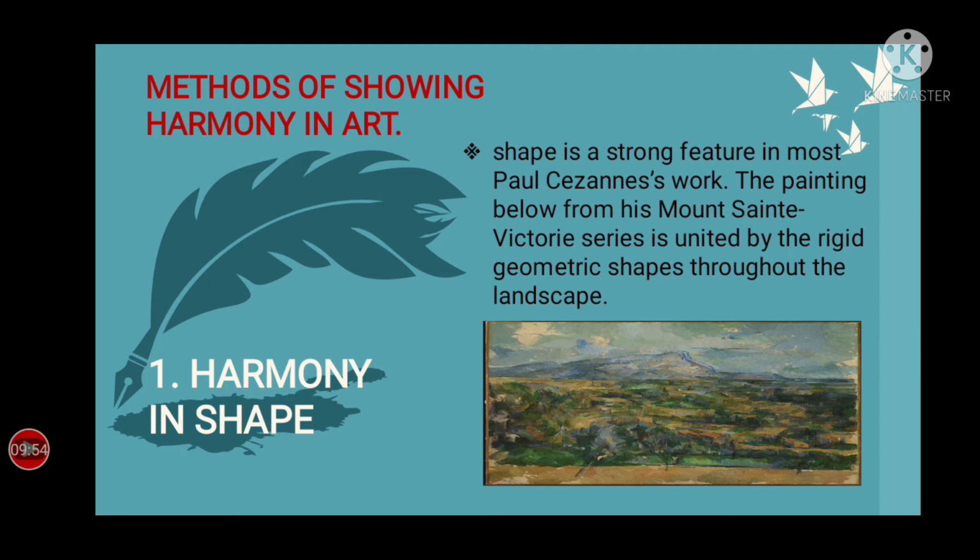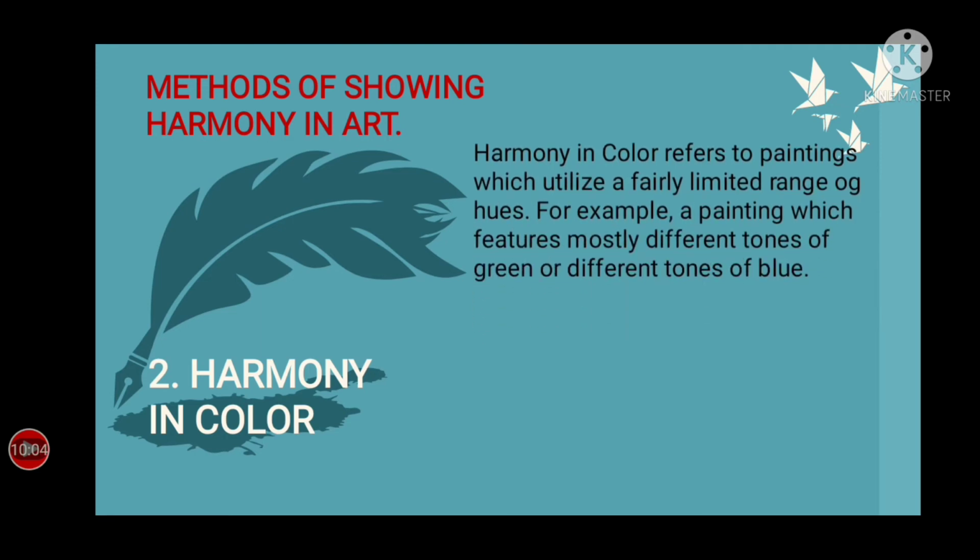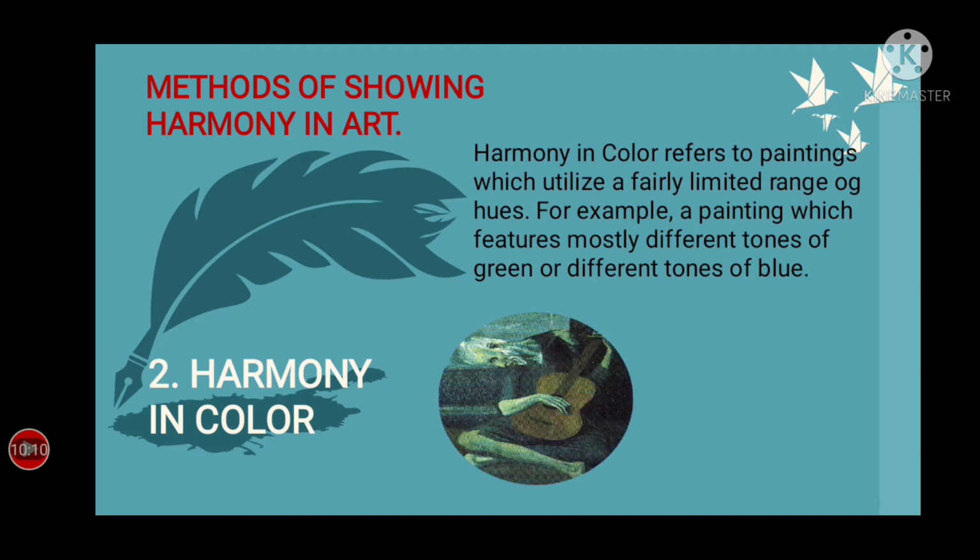And another method of harmony is harmony in color. When we say harmony in color, it refers to paintings which utilize a fairly limited range of hues. So for example, a painting which features mostly different tones of green or different tones of blue.